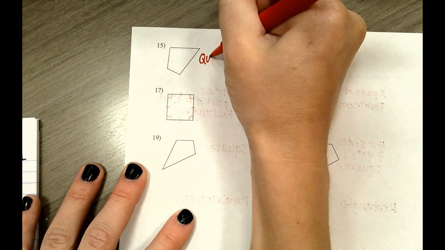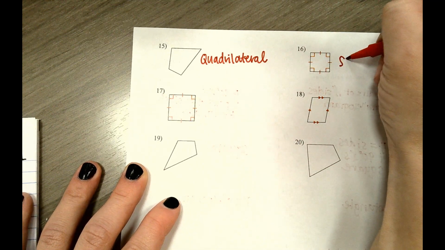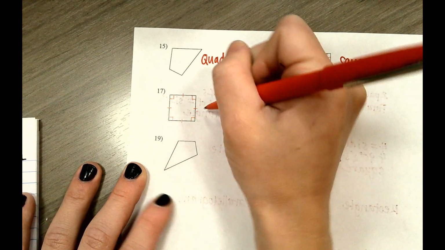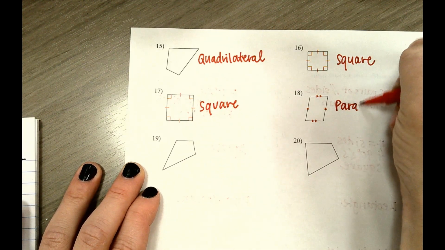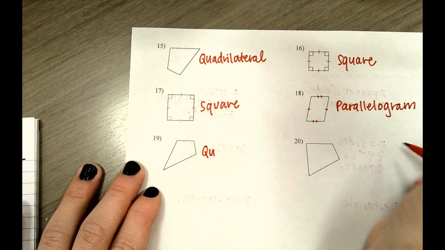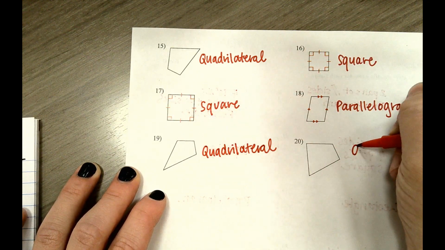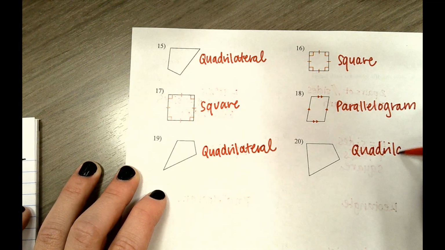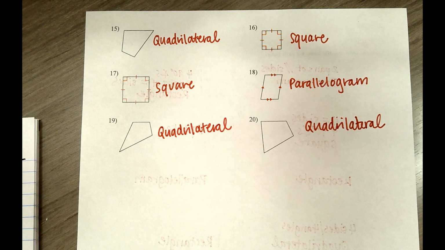And I'm going to flip to the back. Number 15, quadrilateral. Number 16, square again. 17, square. 18, parallelogram. 19, quadrilateral, and same with 20. Okay, so those are all of our answers for classifying different types of quadrilaterals.